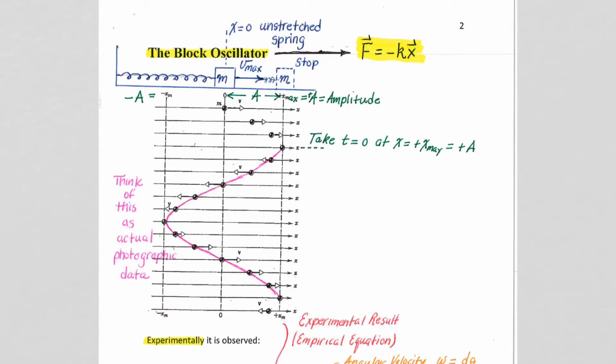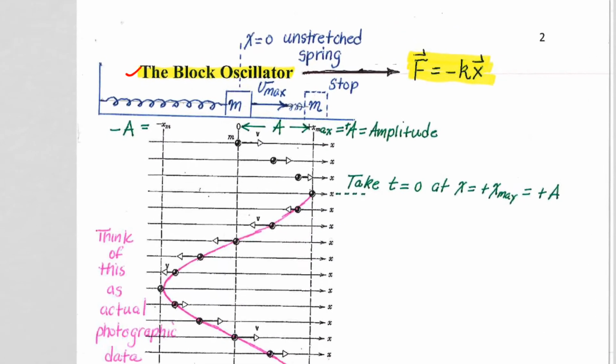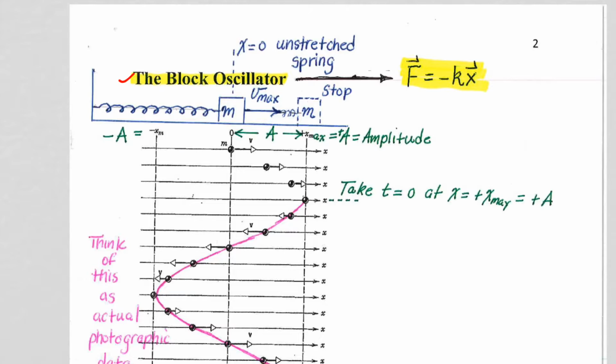Now we're going to look at a very specific system, namely the block oscillator, the block on the end of the spring, to get a better understanding for what we mean when we're talking about this simple harmonic motion. So what exactly do we mean by simple harmonic motion? Well, let's see what we mean.